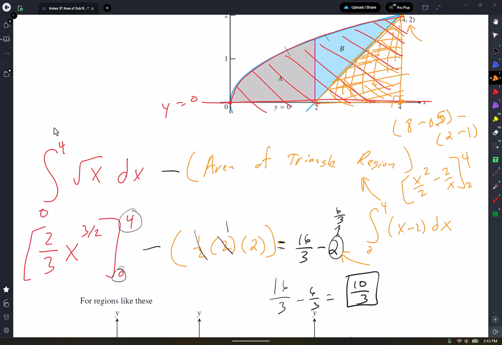X squared over 2. Guys, the antiderivative of 2 is not 2 over x. How come you didn't stop me? Antiderivative of 2 is 2x. All right, so that changes that 0.5. 2 times 4 is 8. And minus, this 2 is correct. And then 2 times 2 is 4. Look at this. The 8's zero out. 2 minus 4 is negative 2. So minus a negative 2, you just get 2, which is this number.